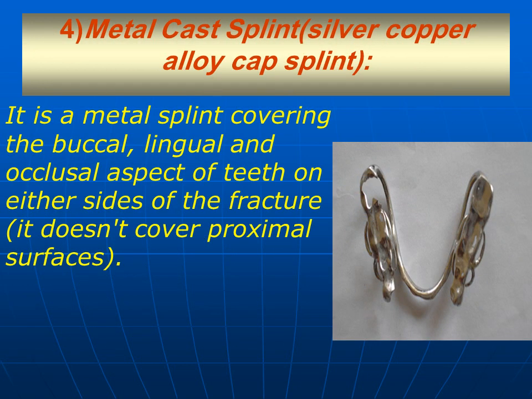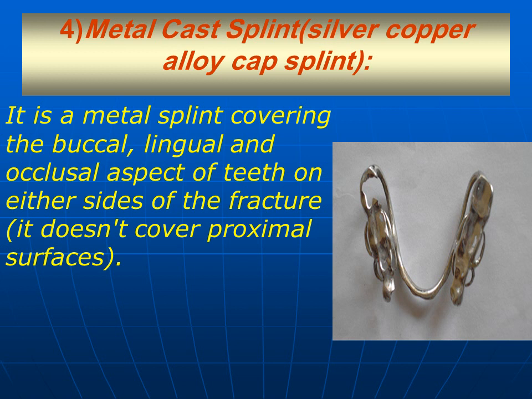The other type is called metal cast splint or silver copper alloy cap splint. It's called cap splint because at first they constructed covering the occlusal surface. Later on they modified this splint and they call it metal cast splint and removed the term cap because they construct the splint without covering the occlusal surface in order to avoid interference with occlusion, and in this situation we call it metal cast splint. But before, we called this splint a cast cap splint because it covers the occlusal surface.